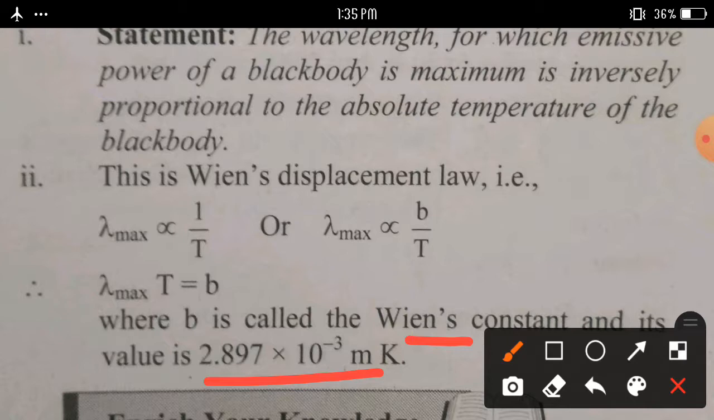Some questions asked on this topic: State Wien's displacement law. Another question is: lambda max, the wavelength corresponding to the maximum intensity for the sun, is in the blue-green region of the visible spectrum. Why does the sun then appear yellow to us?